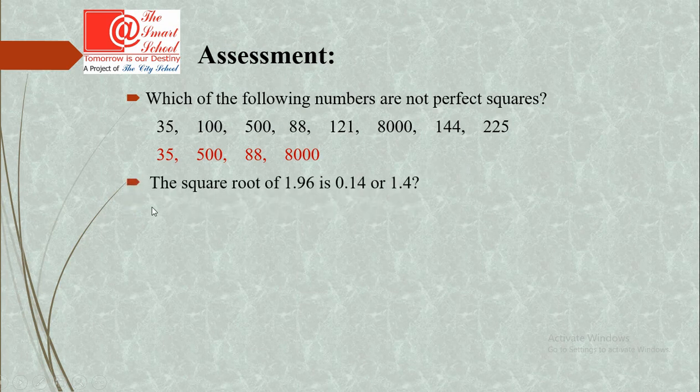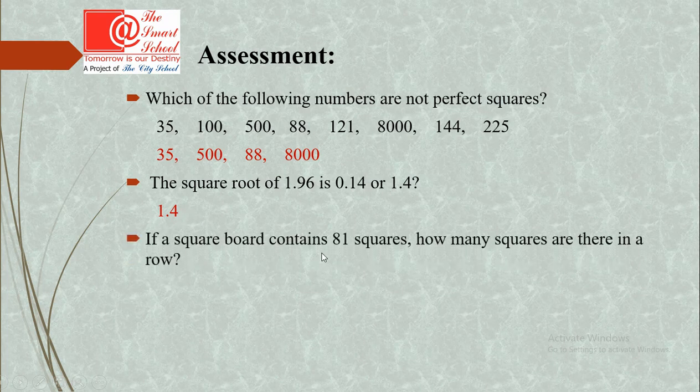Now the next question is, the square root of 1.96 is 0.14 or 1.4? So obviously it is 1.4. Yes, very good. Now if a square board contains 81 squares, how many squares are there in a row? So easy. It means we have to find the square root of 81, which is 9. Very good.